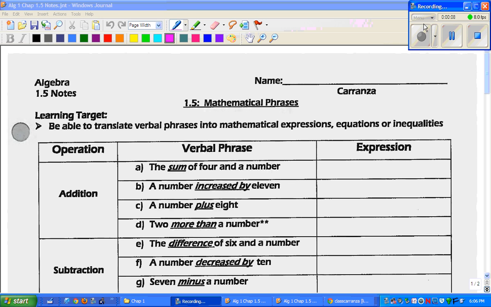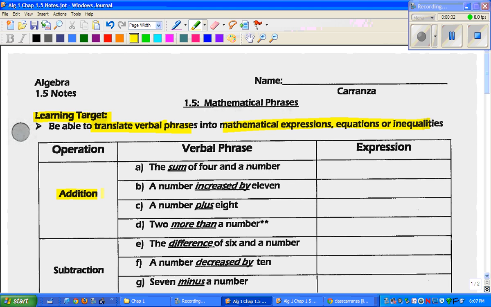Today we're going to be talking about mathematical phrases. So let's go ahead and get started. Our learning target today is to be able to translate verbal phrases into mathematical expressions, equations, and inequalities. Before we get started, we need to go over some words and what they mean.